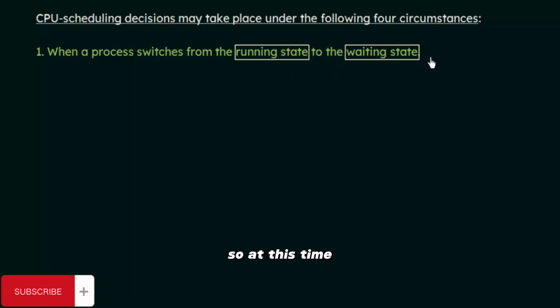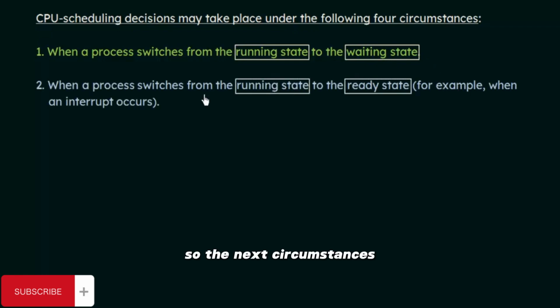So coming back, we see that the first circumstance is when a process switches from running state to waiting state. At this time, a CPU scheduling decision may take place. All right, let's go to the next point. The next circumstance is when a process switches from the running state to the ready state, for example, when an interrupt occurs.